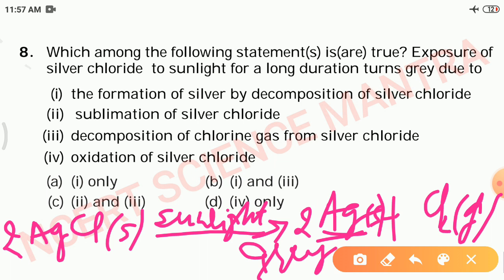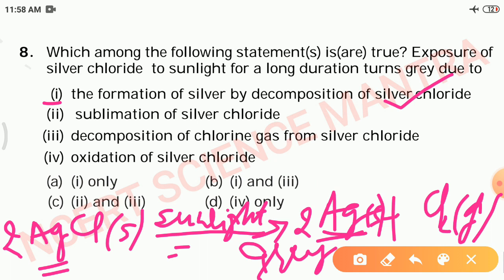Now we will go to the statements. First statement is the formation of silver by decomposition of silver chloride. Yes, as I explained, the gray color is due to the formation of silver, which is formed by the decomposition of silver chloride. So this statement is correct. Second is sublimation of silver chloride. No, it is not the sublimation of silver chloride.